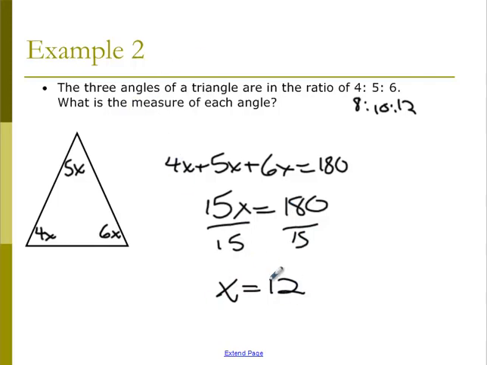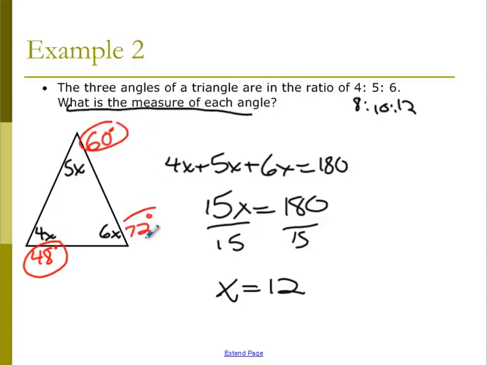Now, a lot of people stop at x is 12. What is the measure of each angle? So the measure of the angles, let's plug them back in. 4 times 12, 48 degrees. 5 times 12 is 60 degrees. And 6 times 12, 72 degrees.